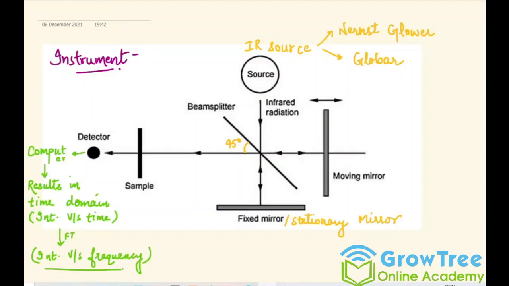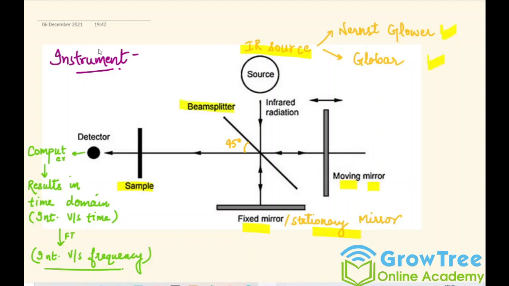Before moving to further details, let's have a look at the instrument. First of all, here we have an IR source. The IR source remains the same as in the case of dispersive IR. Here we have Nernst Glower and Globar. Opposite to the IR source, we have a fixed mirror, or we can say a stationary mirror. On the other side, we have a moving mirror. Opposite the moving mirror, we have a sample holder. And in between we have the most important part of FTIR, that is the beam splitter.